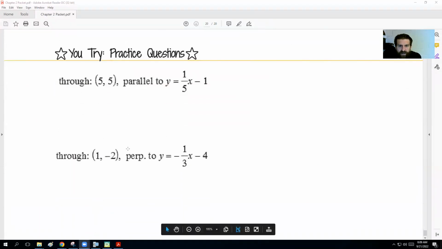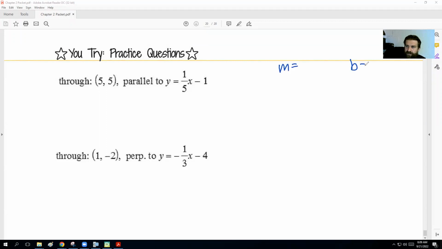All right, we've got a couple more practice problems here, making sure you guys understand the concepts. I'd say pause this video and then check to see if you got this right. Okay, let's go over these here. So for each one of them, we've got to find our m and our b to plug into y equals mx plus b.